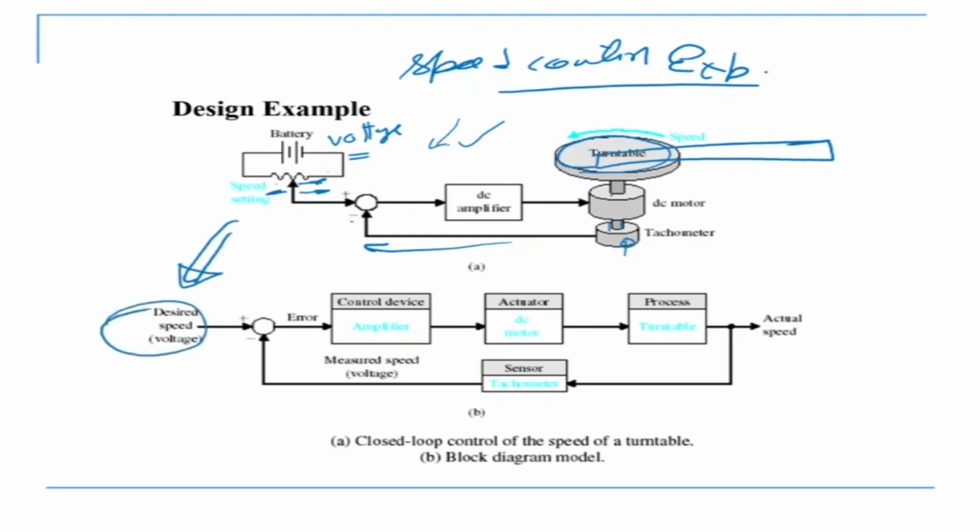So desired speed is my input. The comparator is comparing plus minus there. The amplifier is the control device, and the DC motor is the actuator, and then the process is the turntable or the link. The feedback is the potentiometer.